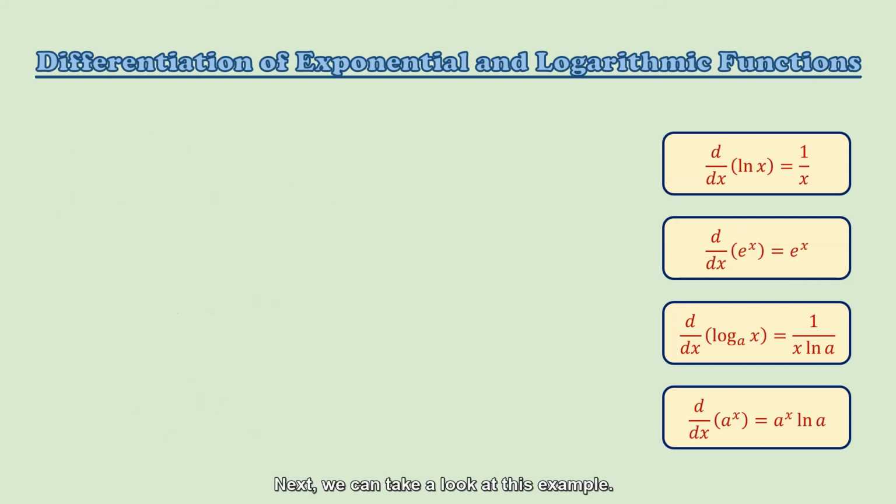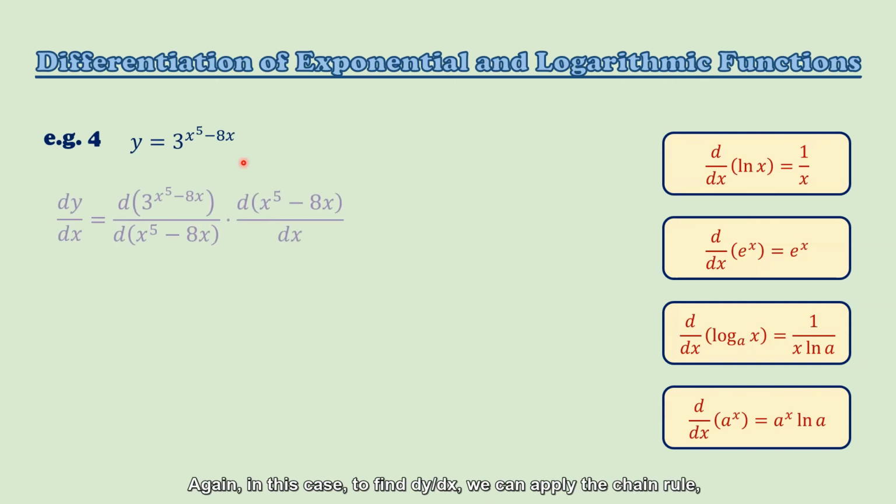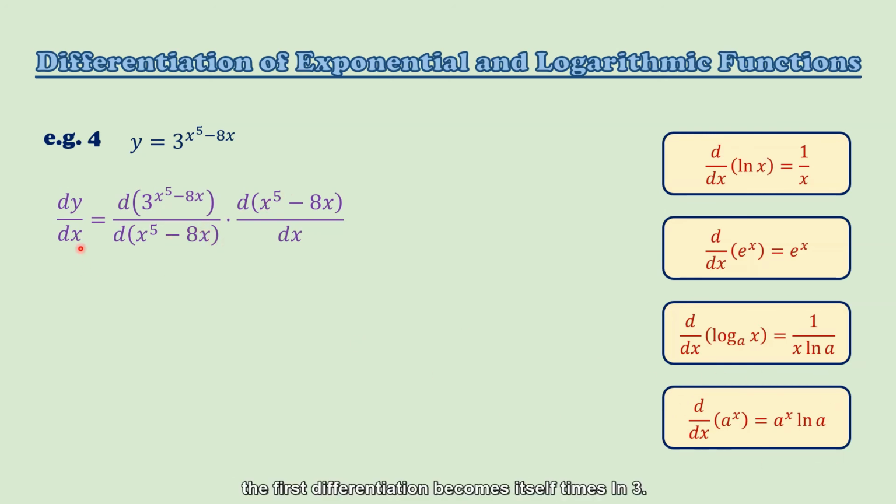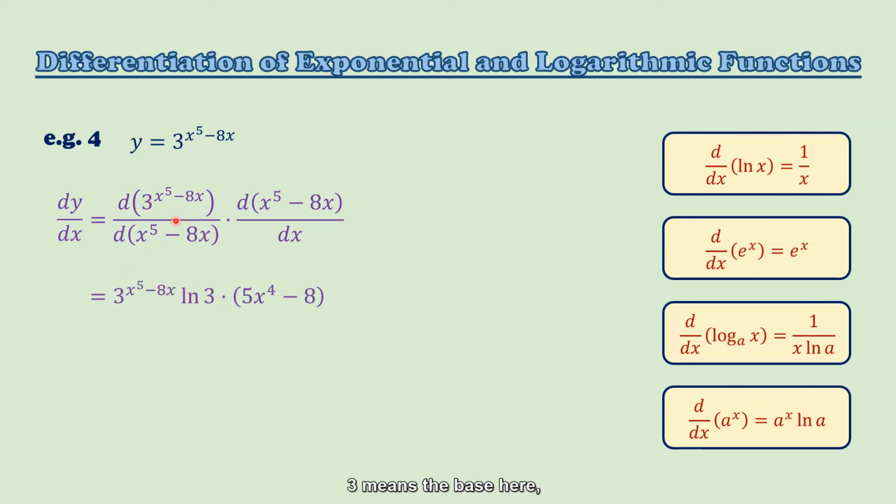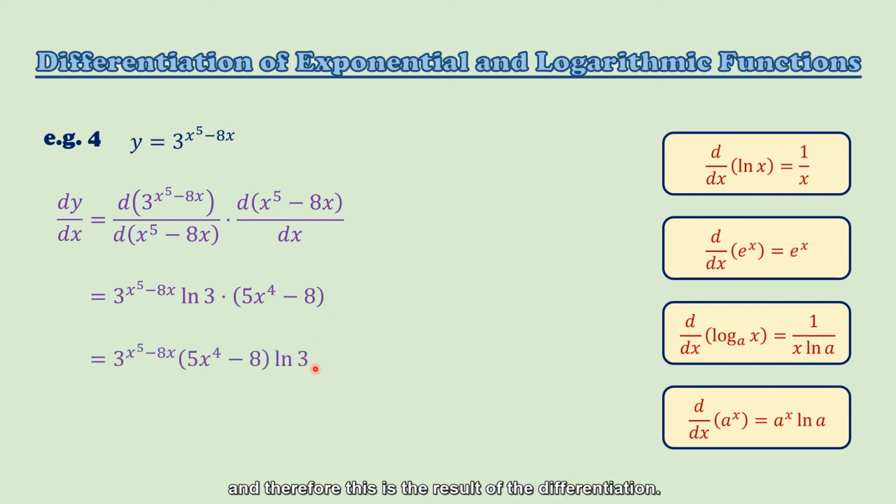Next, we can take a look at this example. Again, in this case, to find dy dx, we can apply the chain rule. And then by referring to this formula, the first differentiation becomes itself times natural log of 3, where 3 means the base here. And then for the second differentiation, it is equal to 5x to the power 4 minus 8. And therefore, this is the result of the differentiation.